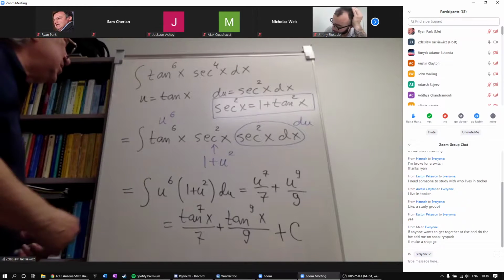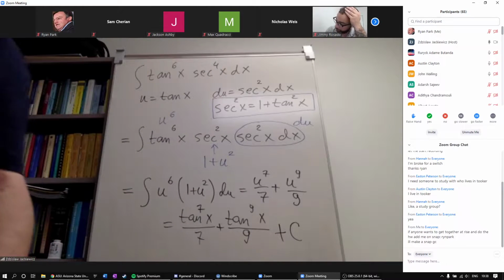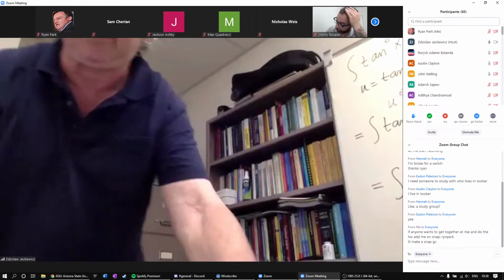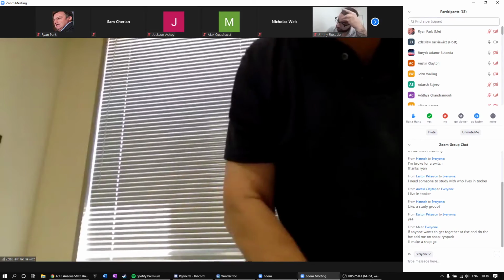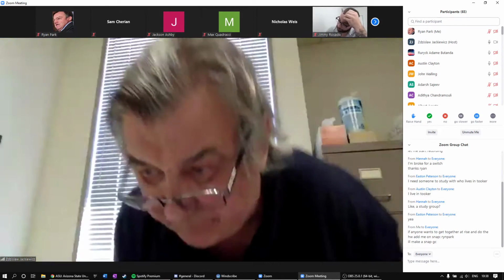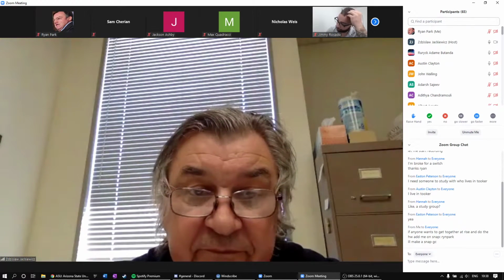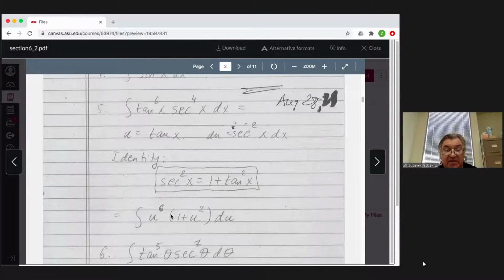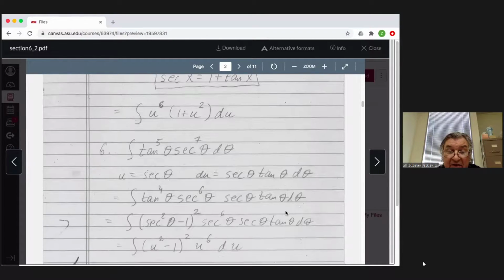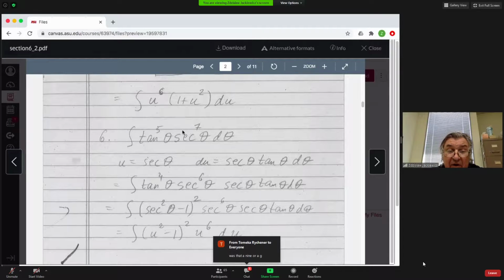Now, we can also deal with odd power. And that's the next example. So let's go again to share screen. So you see, this is this example here. Now, you have tangent to the power 5 and secant to the power 7. So odd power, odd power.